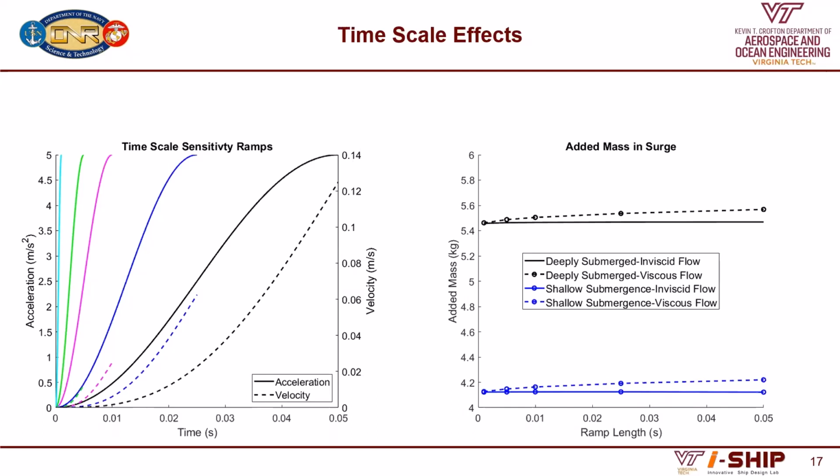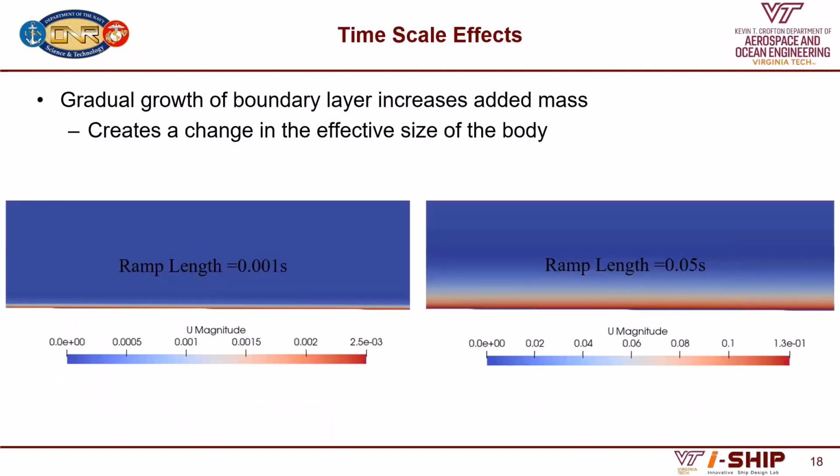However, once we add in these viscous effects, we see those results begin to diverge as we get longer and longer timescales. A reasoning behind this is the creation of a boundary layer around the body. There's this gradual growth of a boundary layer. If we allow more time for that boundary layer to grow, we're not assuming any sort of already existing boundary layer. So there needs to be some time for that boundary layer to grow. This creates a change in the effective size of the body.